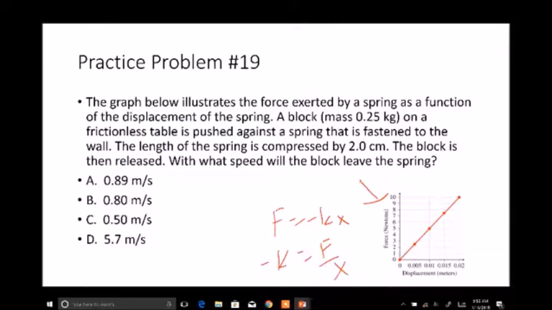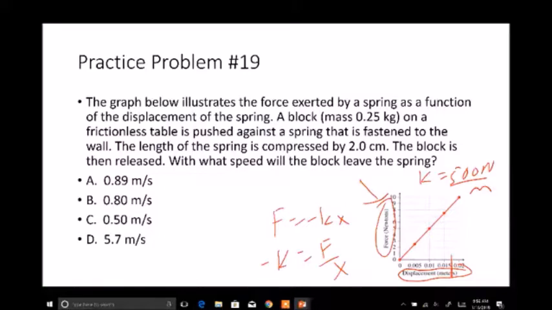So what we can see is that k, negative k at least, is the F over x. Well, our y-axis is F, and our x-axis is x. So we need to divide F by x. So essentially we can find the slope of this line. So take any 2 points on the graph, find the slope between them. And when you do that, the slope of this line turns out to be 500 newtons per meter. So that's our k.